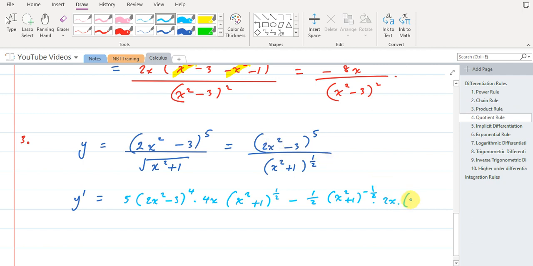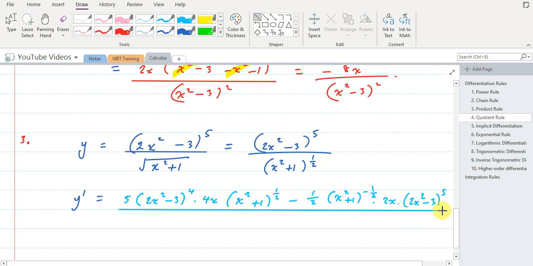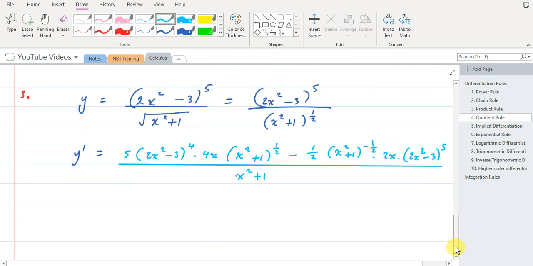2x squared minus 3 to the power 5. Leave the top. All over the denominator squared. If I square the denominator, I will get x squared plus 1. You can't say to the power, you're squaring half to the half, then times 2, which is 1. So that's great. Let us simplify now.